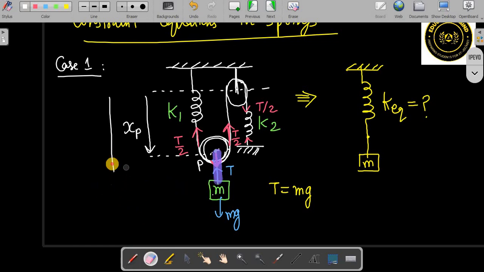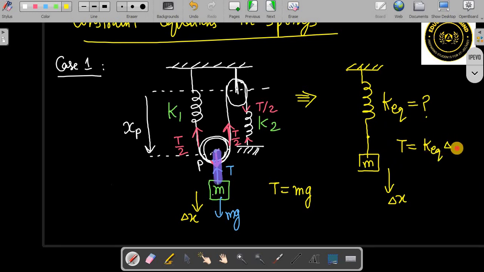Unnecessary calculation will happen. Okay, so let us say you give a displacement here, delta x. Delta x is the displacement to this. The same delta x you are giving here, right? So the force which is developed here, which is the tension, you are writing tension is equal to k equivalent into delta x, right? Tension will be equal to that.